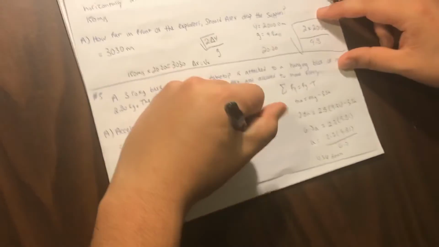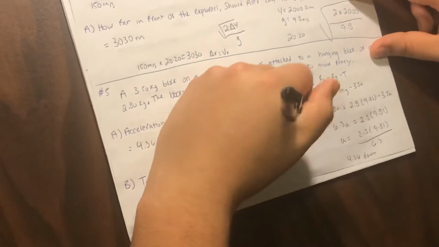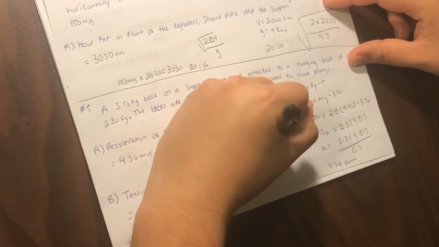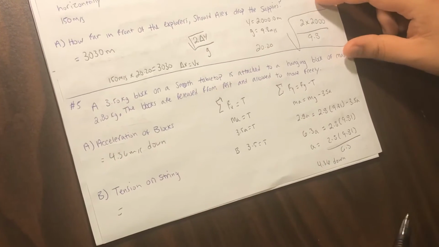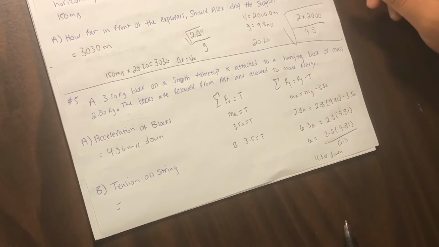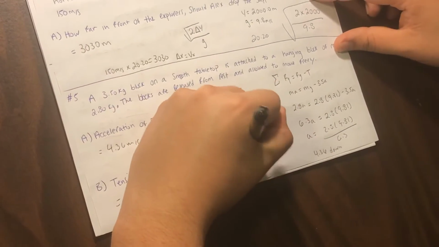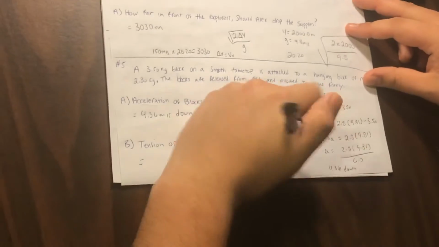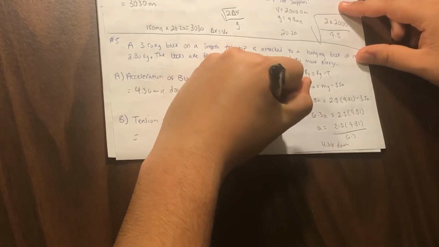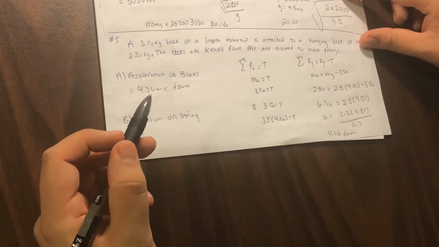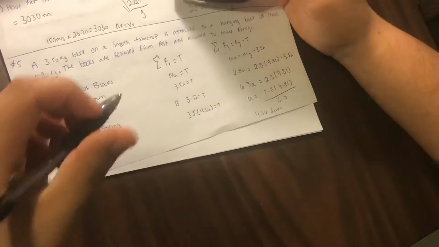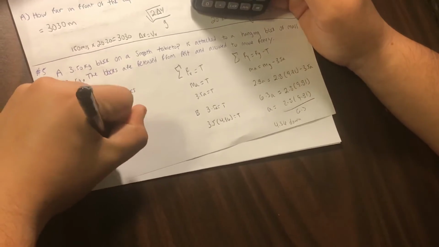So for B, 3.5a equals t, as one of the equations I wrote here already. A is the acceleration, since we already found it. So it'd be 3.5 times the acceleration, which is 4.36, equals t. So we just plug that in and multiply that. So 3.5 times 4.36, 15.26 Newtons.